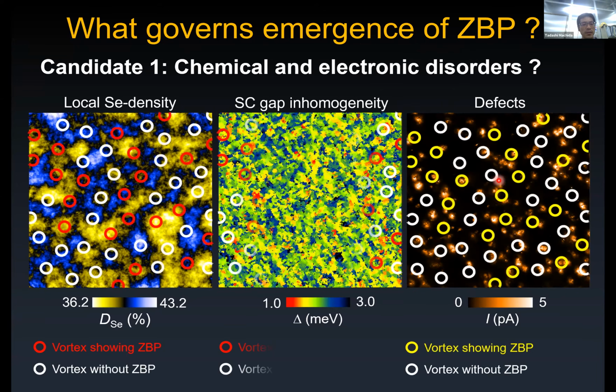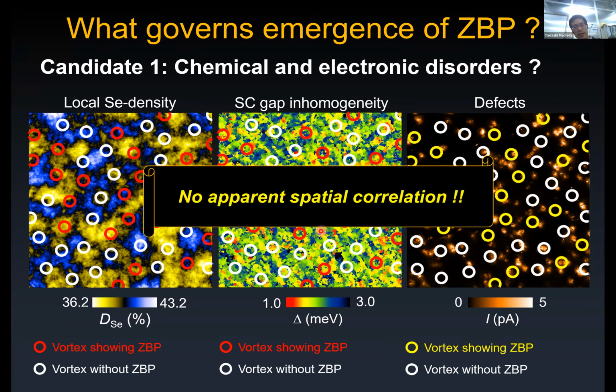To investigate the spatial correlation between the local emergence of the zero energy peak and these three local quantities, we superimpose the locations of the vortices with and without zero energy peak, as shown here. However, we cannot see any spatial correlation between these three maps and the local emergence of the zero energy peak, as shown here. So this means that at least these three local quantities are not the main player for the local emergence of the zero energy peak around the vortex core.